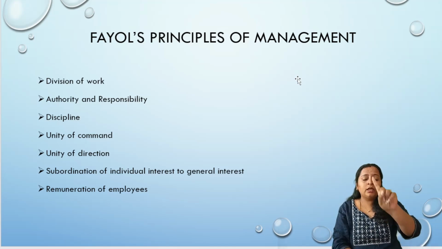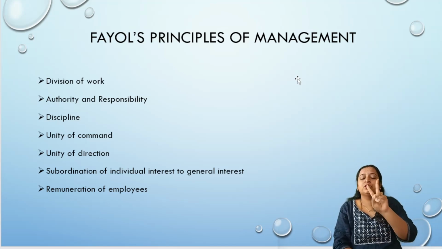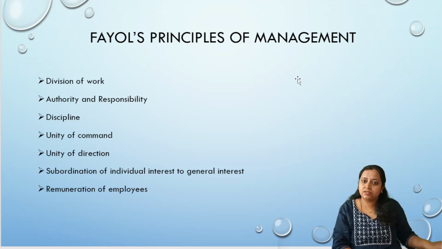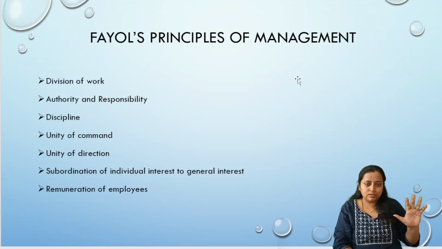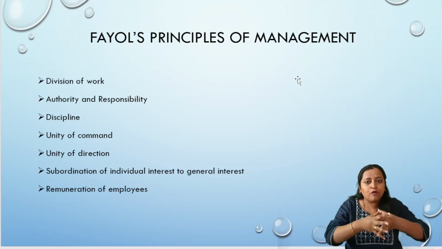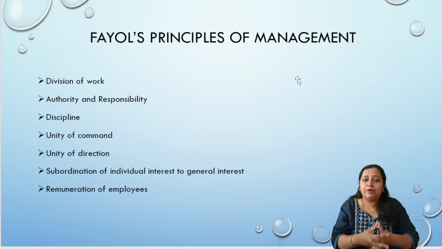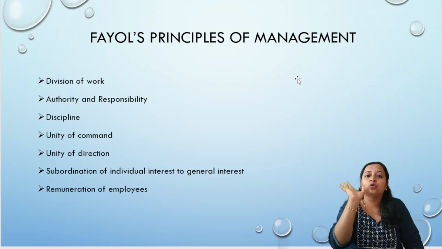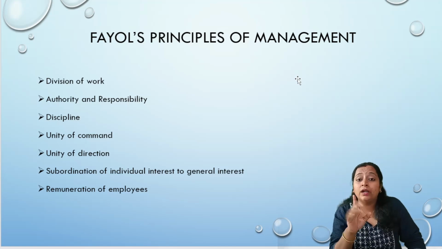Each employee, each worker, only one boss. You should get the direction only from that person, and you should report the work to that person, which will avoid the confusion. Okay. Next, unity of direction. Each group of activities or each group of people who have the same objective should be given one goal, one direction.